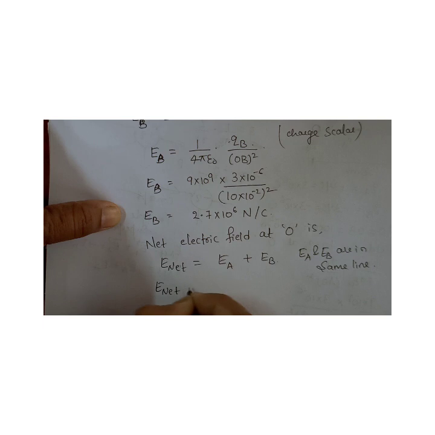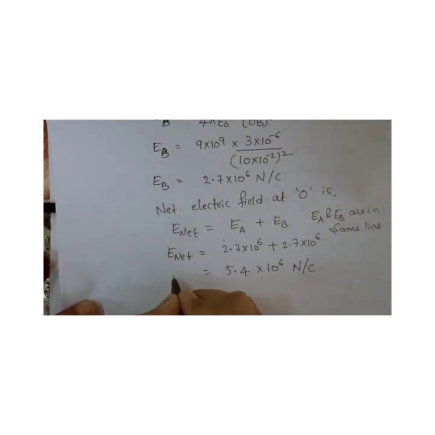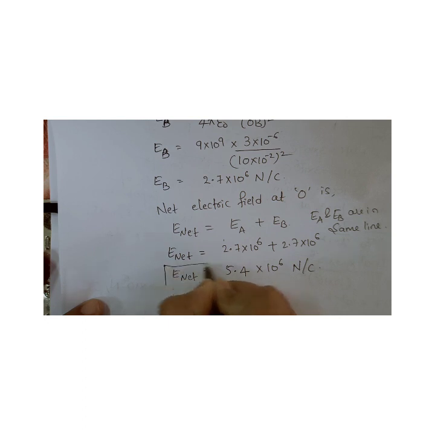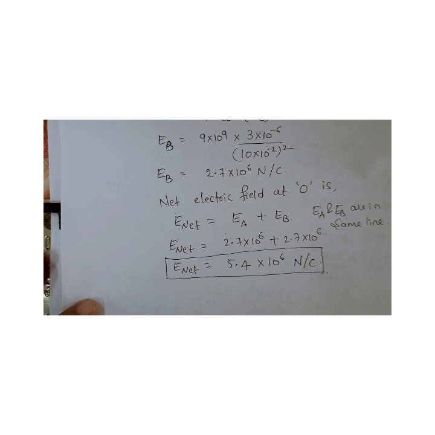So therefore E net at O is equal to 2.7 into 10 raised to 6 plus 2.7 into 10 raised to 6. So 10 raised to 6 is common, then add it up: 5.4. Right? So the answer is 5.4 into 10 raised to 6, and the unit is Newton per coulomb. This is the E net value at the midpoint. So this is the solution for question part A.